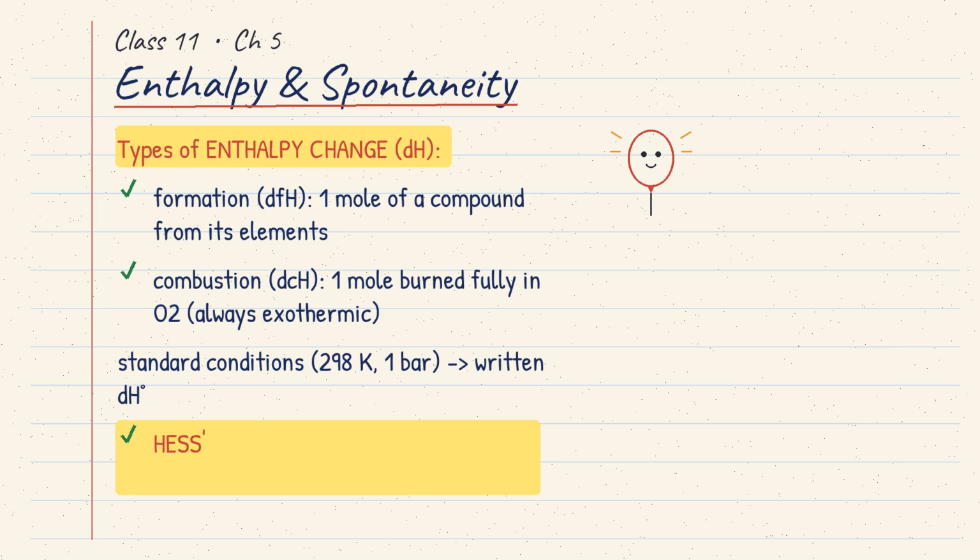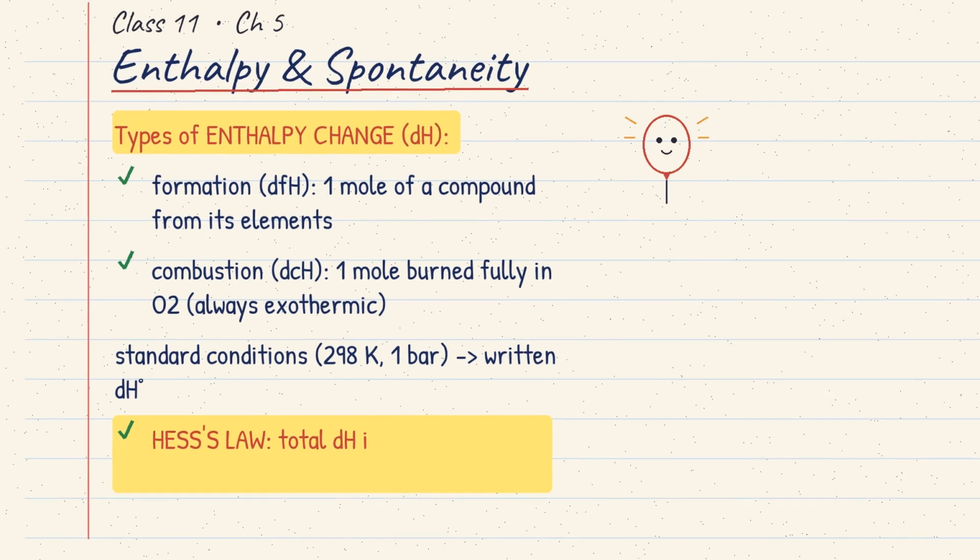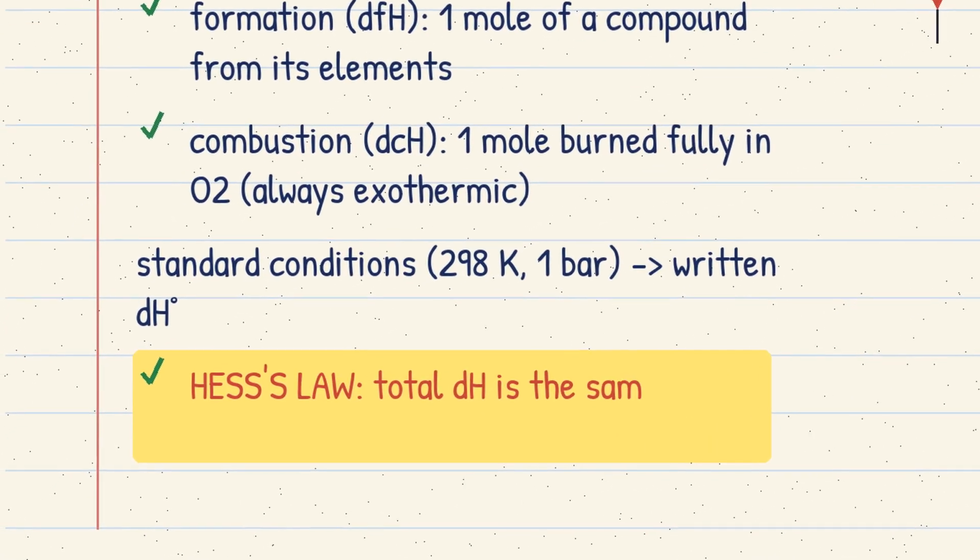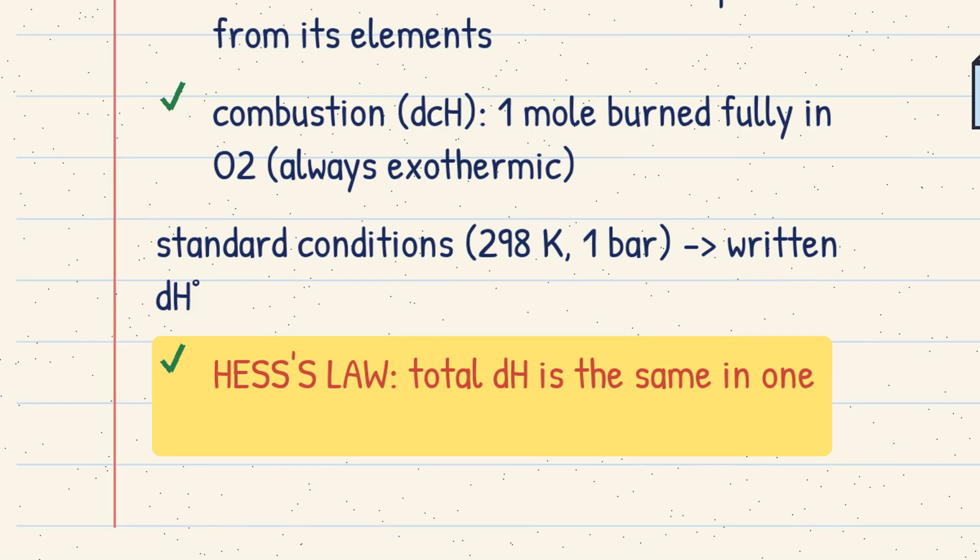Hess's law says the total enthalpy change of a reaction is the same, whether it happens in one step or several. That is because enthalpy is a state function. So we can add equations to find an unknown ΔH.